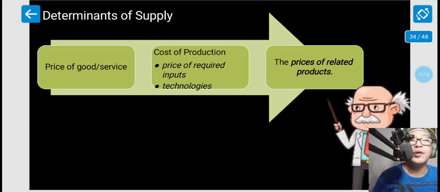The price of related products, so competition. Siyempre, if you are a producer of a certain product na merong competitor or meron kang competition, di ba? So syempre, people have choices na bilhin yung iba na kapareho din ng iyong produkto. So there will be chances na maapektuhan or baka mabawasan yung demand sa'yo. Therefore, if the demand decreases, syempre, the supply can also decrease. Ganun lang naman yun. No?